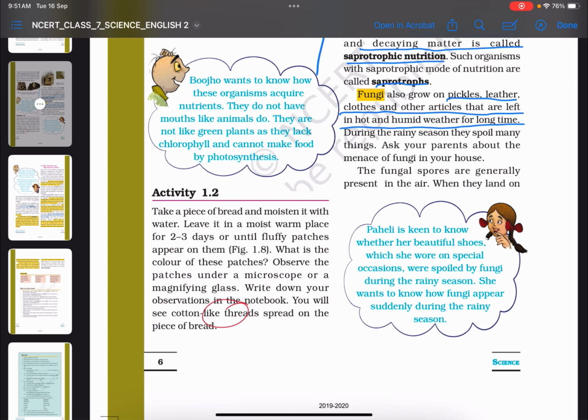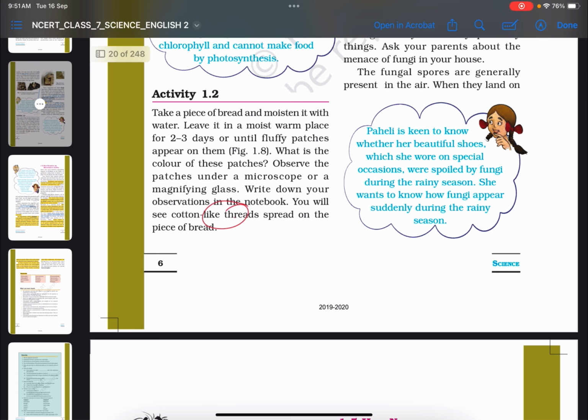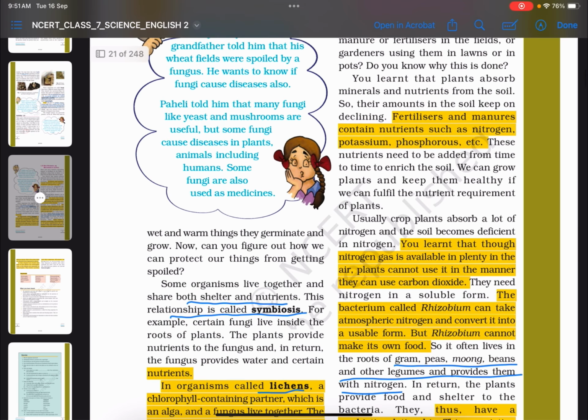Fungi also grow on pickles, leather, clothes and other articles that are left in hot and humid weather for a long time. During the rainy season, they spoil many things. Ask your parents about the maintenance of fungi in your house. The fungal spores are generally present in the air, and when they land on wet and warm things, they germinate and grow. Now can you figure out how we can protect our things from getting spoiled?